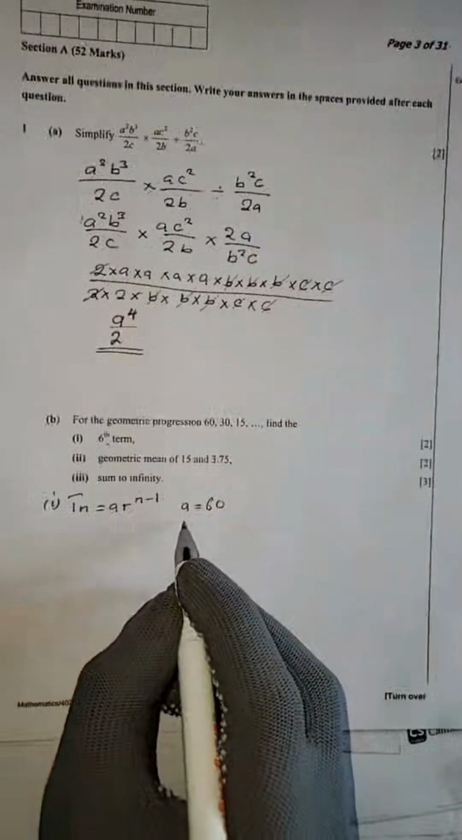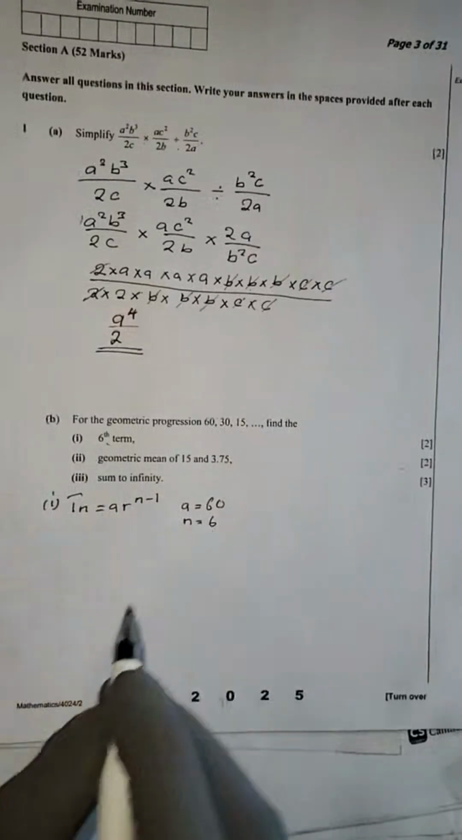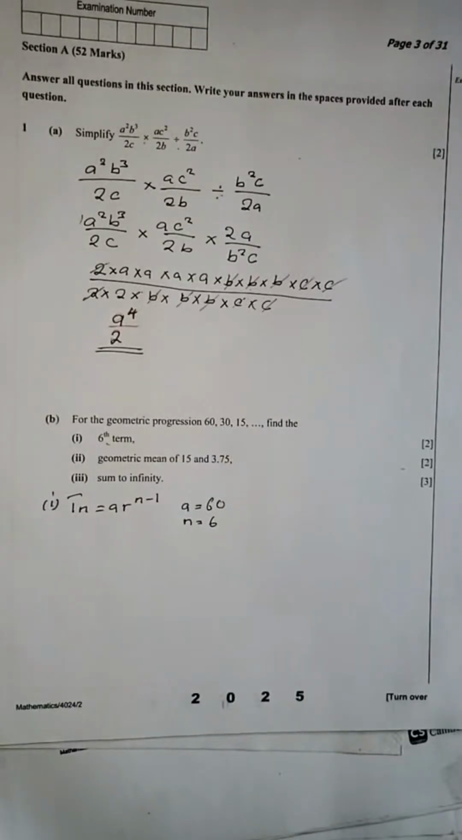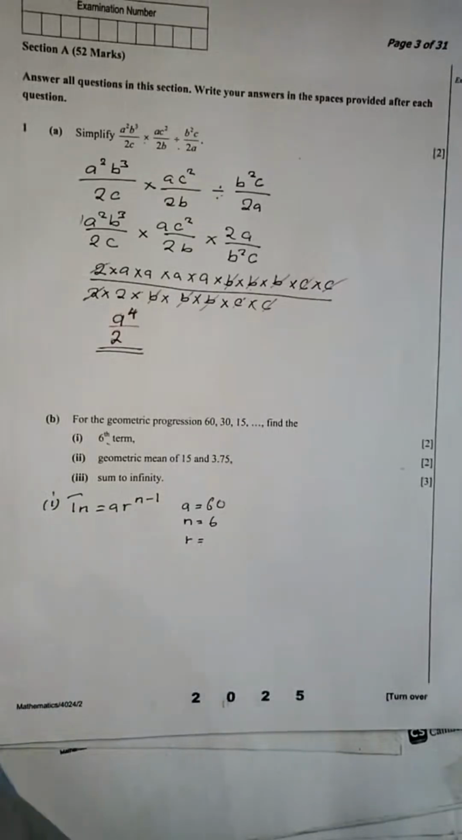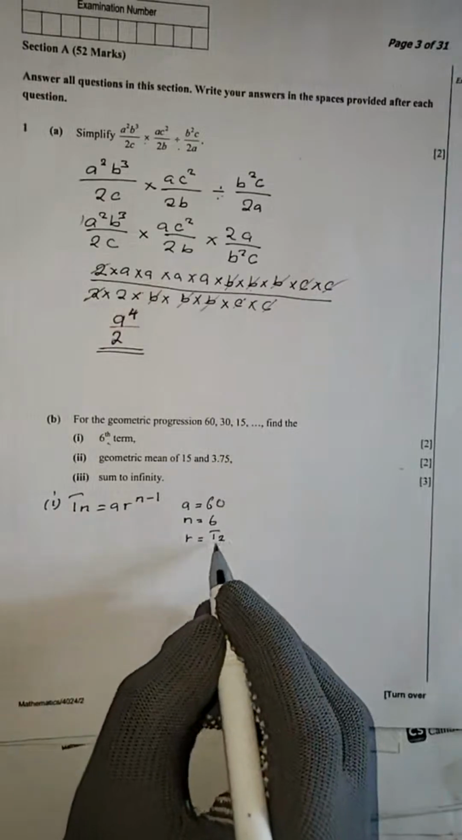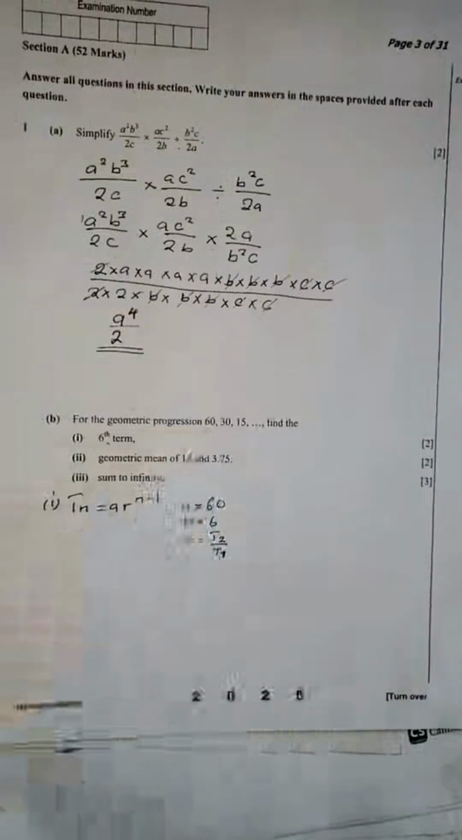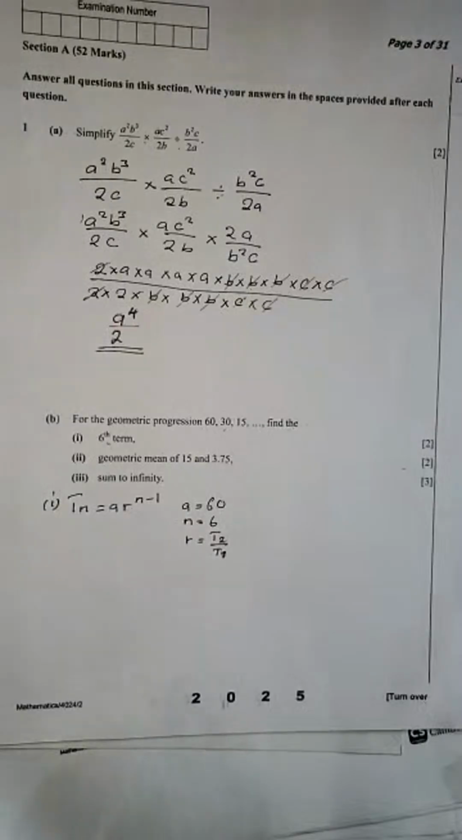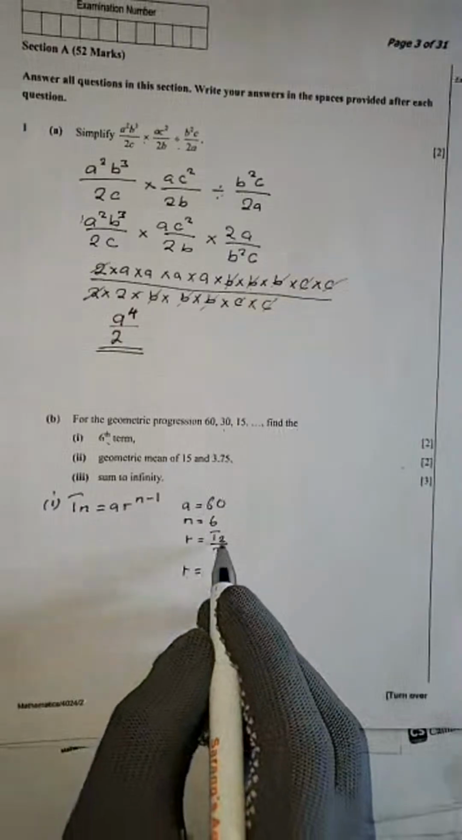n is the number of terms, so 6. We're going to substitute with 6. Then we have r, which is the common ratio. We need to calculate the common ratio, which is found by dividing the second term over the first term. So T2 over T1, or the third term over the second, we're going to get the same answer. So the common ratio equals T2, which is 30, over 60.